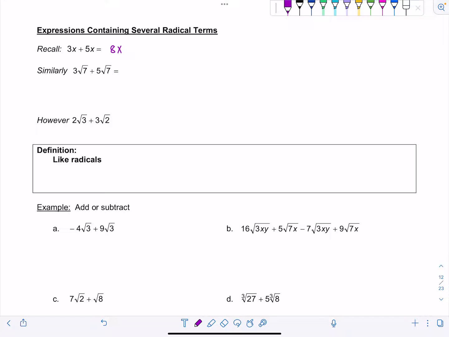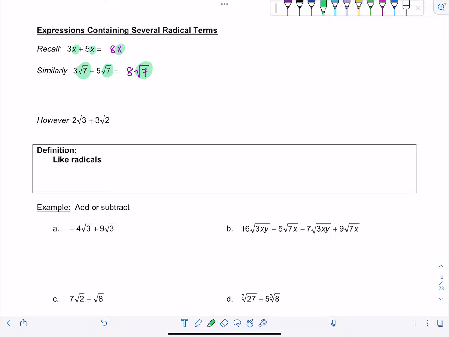Similarly, if you have like radicals, I'll define that in just a second, something like 3 rad 7 plus 5 rad 7, that can be simplified into 8 radical 7. So think of the radical portion like your variable portion. That doesn't change. All that you're doing is combining or adding the coefficients using the operation that's there, in this case addition.